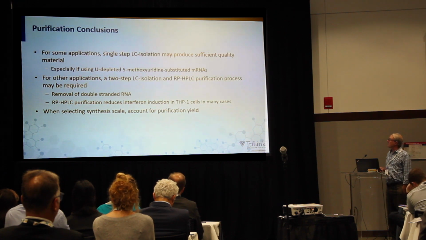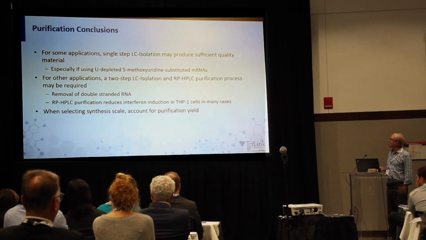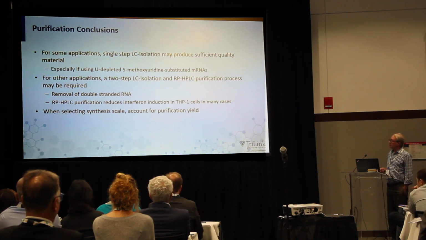So the conclusions for this section are that for some applications, you may not need to do really sophisticated purification, especially if you're using a U-depleted 5-methoxy-U substituted RNA, or if you're potentially doing a vaccine and you want some immunogenicity. For other applications, a two-step process might be more desirable, where you're removing the double-stranded RNA, and that reduces interferon responses in THP1 cells.